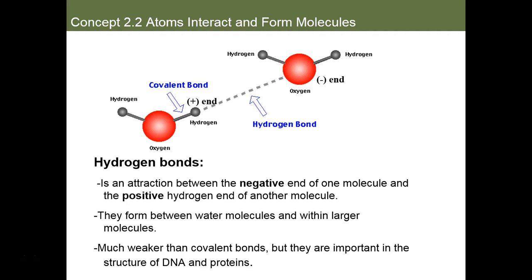Last type of chemical bonds that we will look at are called hydrogen bonds. A hydrogen bond is the attraction between the negative end of one molecule and the positive hydrogen end of another molecule. They form between water molecules and within larger molecules. Hydrogen bonds are much weaker than covalent bonds, but they are important in structures such as proteins and DNA. As you can see in the picture in this slide, we have two water molecules on the top here.